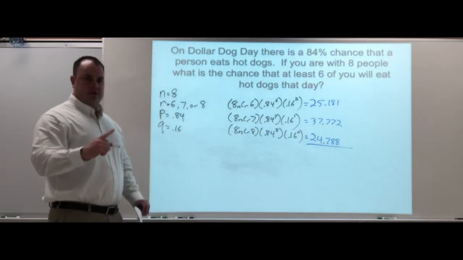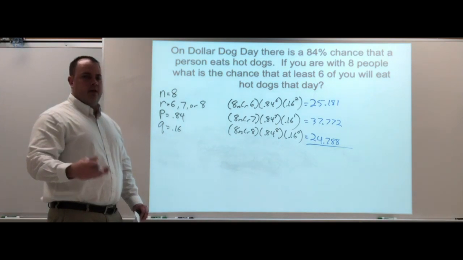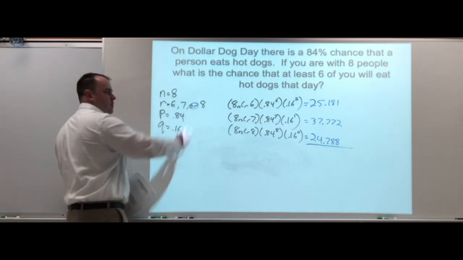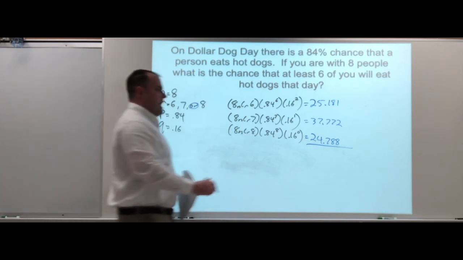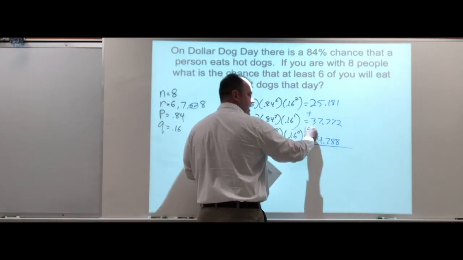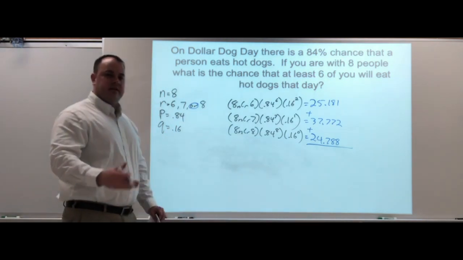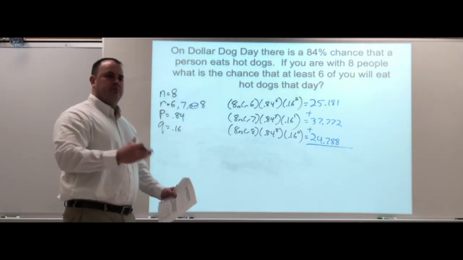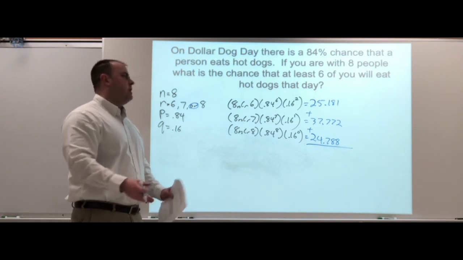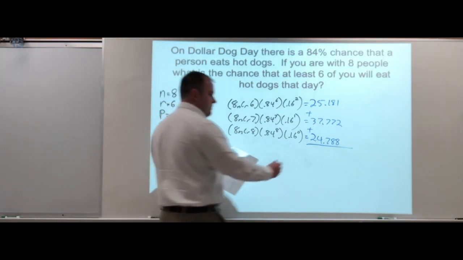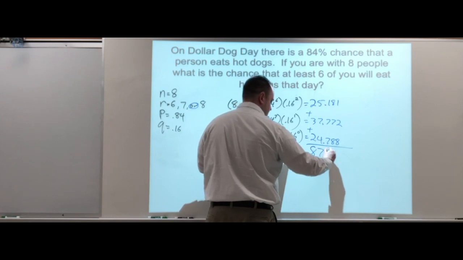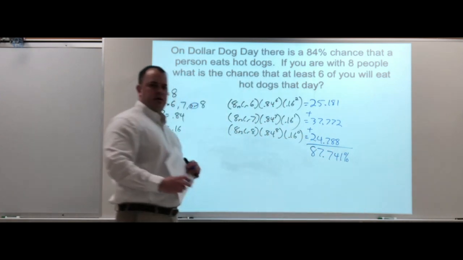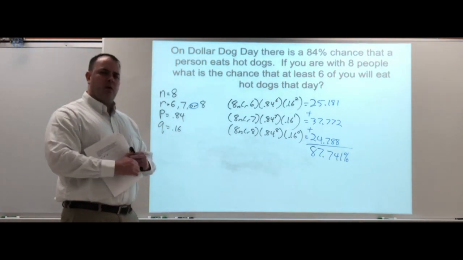We're looking at one situation, but there's multiple outcomes. Think back to 12.1. Or is our key word here. So we are going to add these probabilities together, since you could get 6, 7, or 8. There's one event we're looking for, but there's multiple outcomes that could happen. So we're going to add them together: 87.741%.